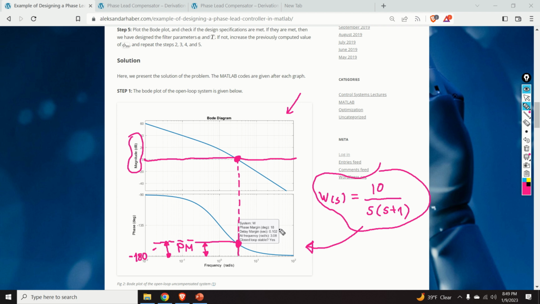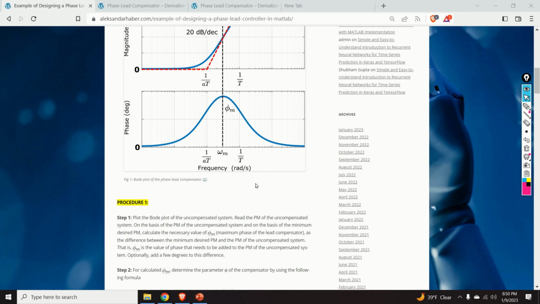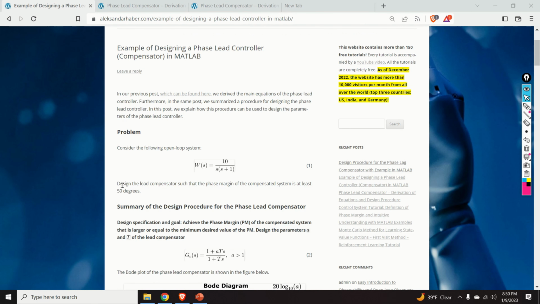In this particular case, the phase margin is 18 degrees. So this distance is 18 degrees. This is not a good phase margin, since in practice we want to have a phase margin that's at least 30 degrees. Going back to the problem statement, we can see that the desired objective is to design the lead compensator such that the phase margin of the compensated system is at least 50 degrees.